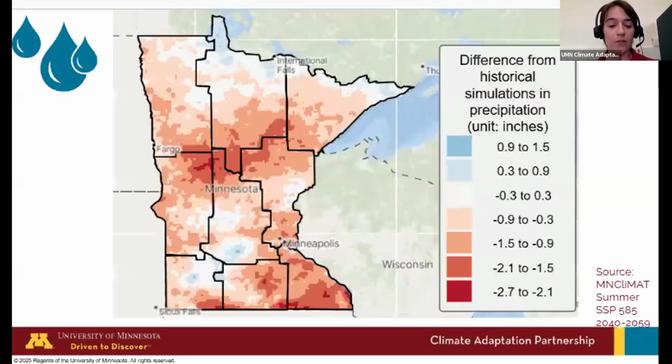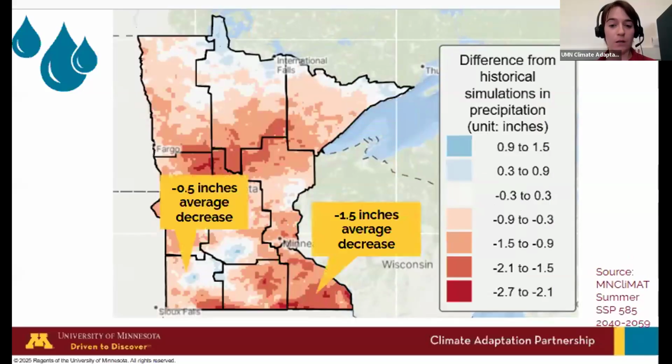Let's take a look at the other end of the spectrum, from future precipitation increases to future precipitation decreases. Again, you can see perhaps some trends emerging from this image, but let's specifically take a look at what we're seeing when we pull out specific numbers. When we look at the southwest corner of the state, we can see about a 1/2 inch average decrease over that time period. But when we look at the southeast corner of the state, we see an average 1.5 inch decrease by that time period.